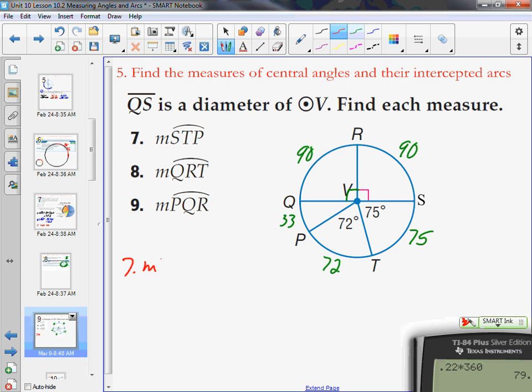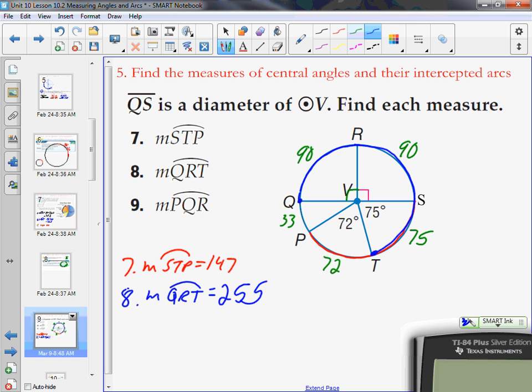So, number 7, the measure of arc STP. Starts at S, goes through T, ends at P. Well, 72 plus 75, 147. Number 8, the measure of arc QRT. Starts at Q, goes through R, goes all the way around to T. Now, I could do some subtracting, but this addition is pretty easy. 90 plus 90 is 180. 180 plus 75 is 255. All right, and last, the measure of arc PQR. So starts at P through Q, ends at R, 90 plus 33, 123.